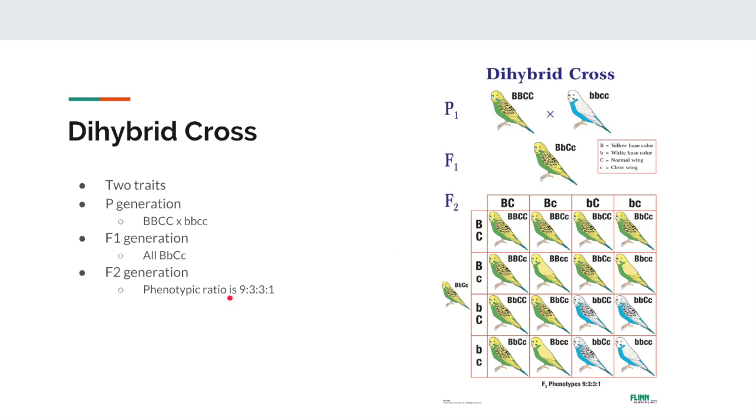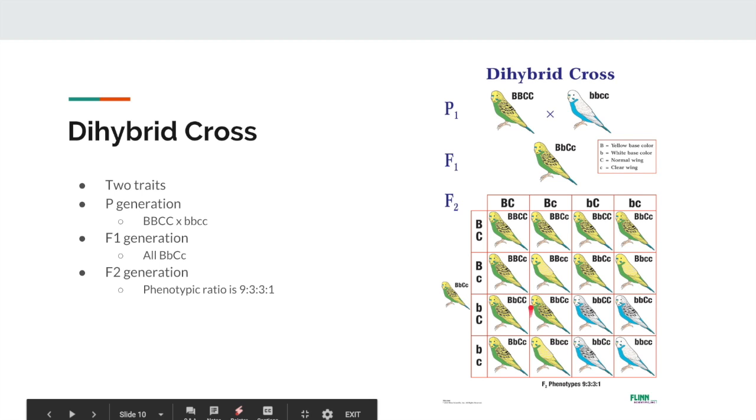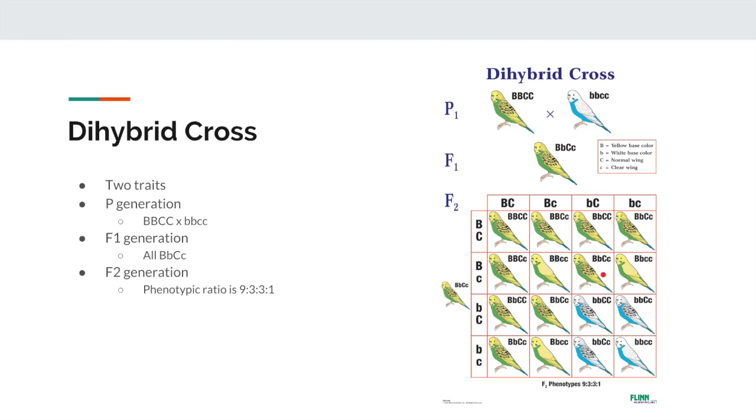So with the 9, our first phenotype is going to be the two dominant phenotypes, which are in this case yellow base color and then the normal wings. So here we can just count them up. So we have 1, 2, 3, 4, 5, 6, 7, 8, 9. Some of them are homozygous for some traits, others are heterozygous, but no matter what, they're going to be expressing the dominant phenotype here.